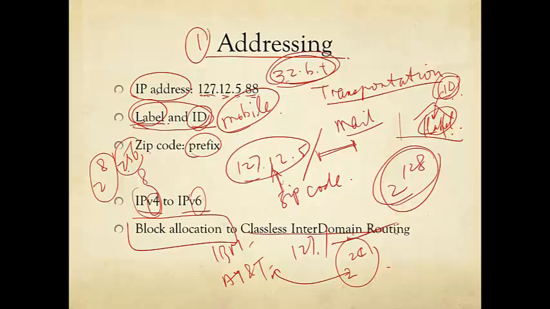So later people switched to so-called classless interdomain routing. You don't give away blocks of IP addresses, 2 to the 24 to the top class, 2 to the 16 to the next class, 2 to the 8 to the next class. Even then, that was not enough. We have to switch to IPv6.